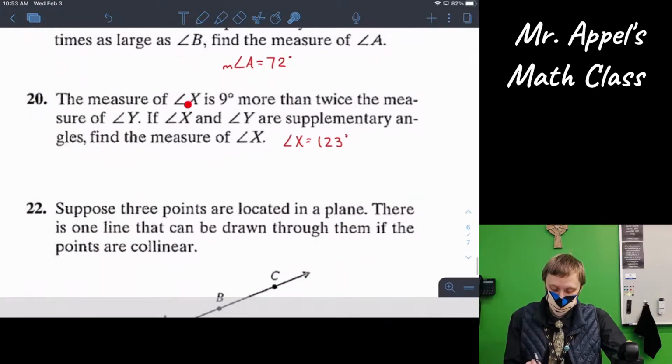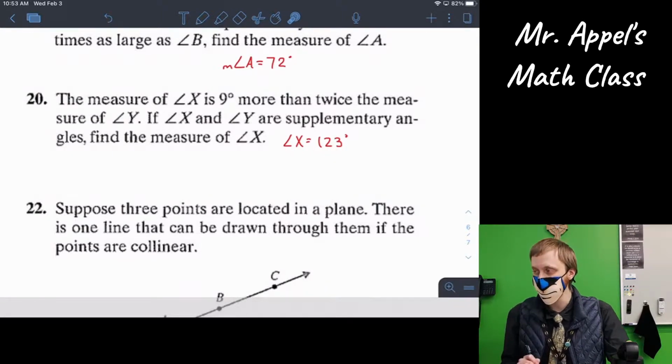And similar here, set up a system of equations for x and y. You'll find x is 123 degrees.